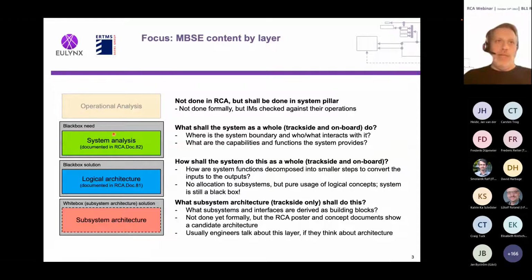So the green layer, which is called system analysis, defines what the system as a whole, as a big black box, shall do, and what services it provides to the users. So you can say, okay, we have this system, it has a boundary around it, it has actors, which are elements the system interacts with, and we offer a number of capabilities to the user of the system. The scope here for this analysis is trackside and onboard.